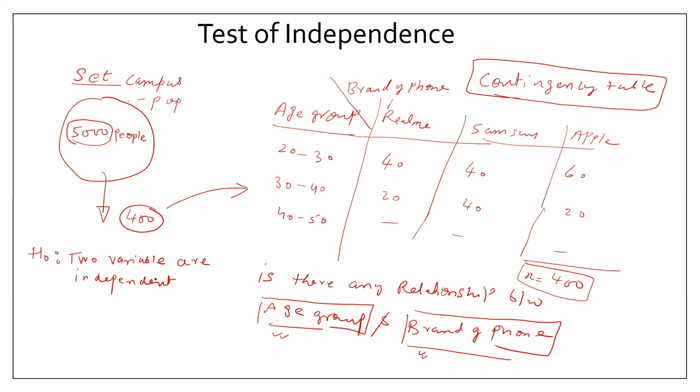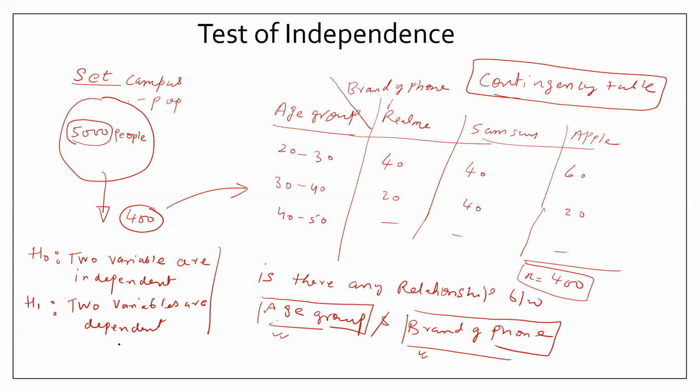When I say the two variables are independent, what I'm saying is that the age group and the brand of phone are independent. It means there is no connection between the age group and the brand of phone. This is what I am assuming as the initial hypothesis. Then your alternative hypothesis becomes that your two variables are dependent. So these are the two hypotheses we will formulate initially.